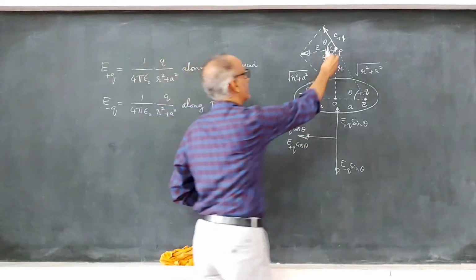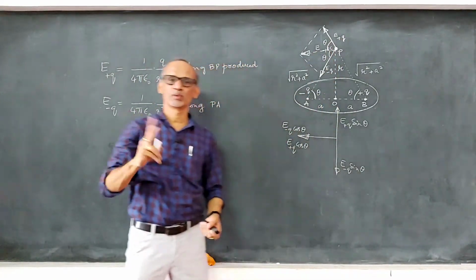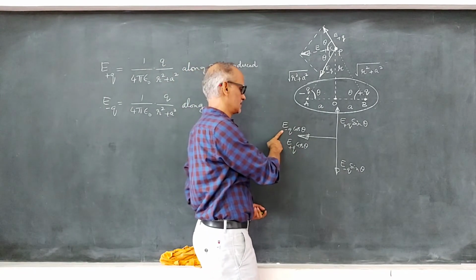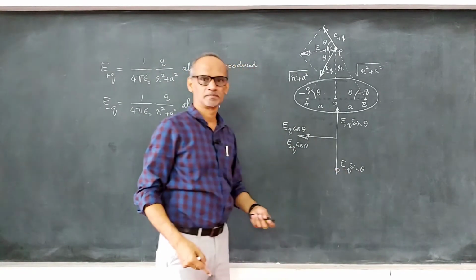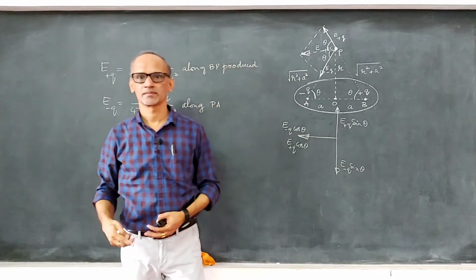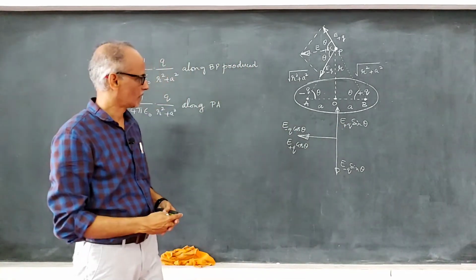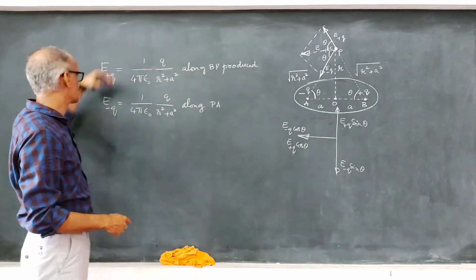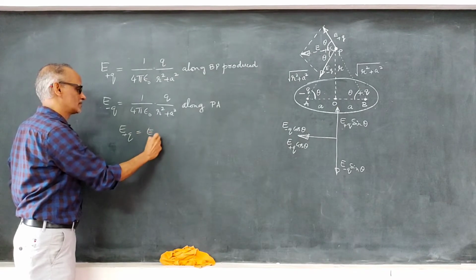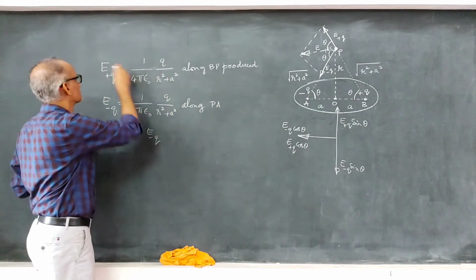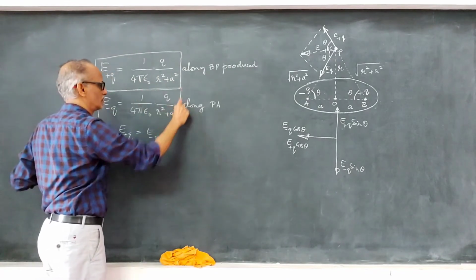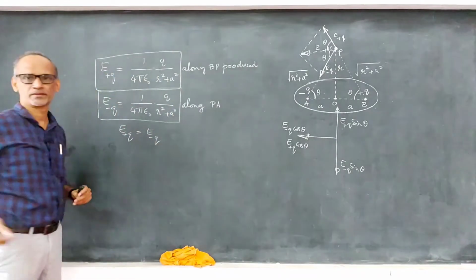So one vector is split into two rectangular components: E minus Q cos theta, E minus Q sin theta, E plus Q sin theta, E plus Q cos theta. Clear? Okay. Now from this, we find that E plus Q is equal to E minus Q. Look at the equation, E plus Q and E minus Q have the same magnitude.